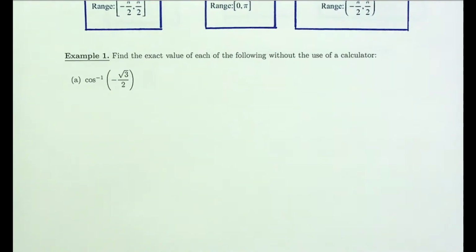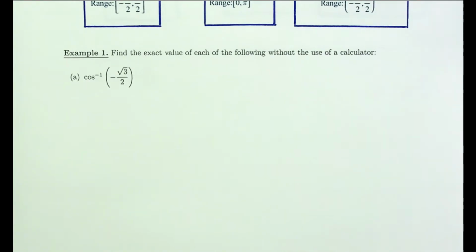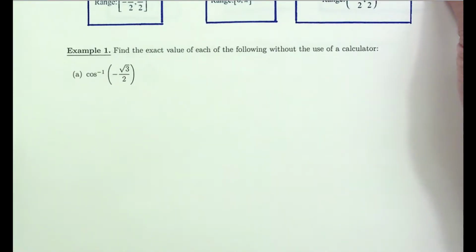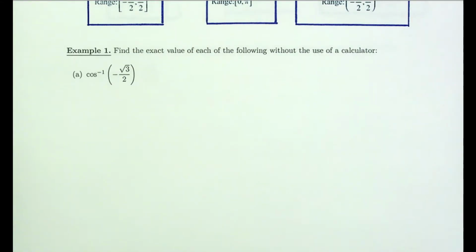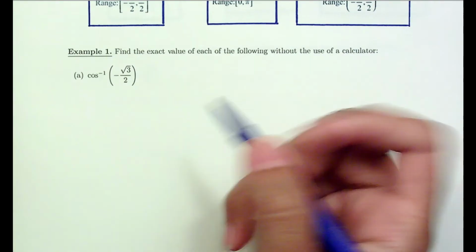All right, let's do the first example. It says, find the exact value of each of the following without the use of a calculator. We want to learn how to do these without a calculator. First, because they're special angles, you should be able to write the answer down without using decimals. And second, because doing it without a calculator will help you understand what's going on better. All right, so let's do the first one.